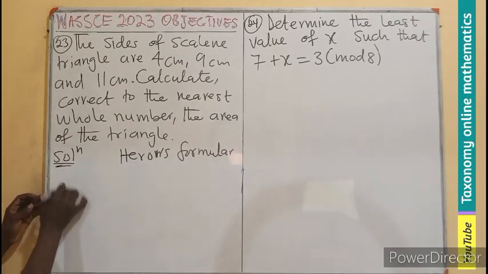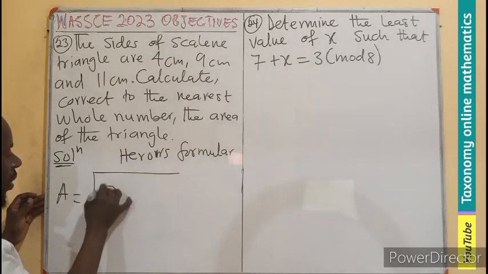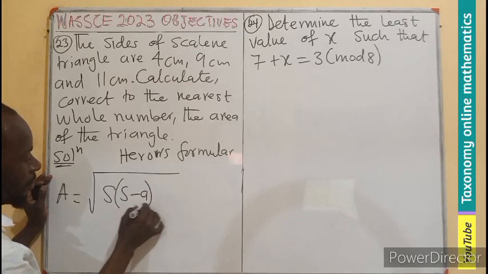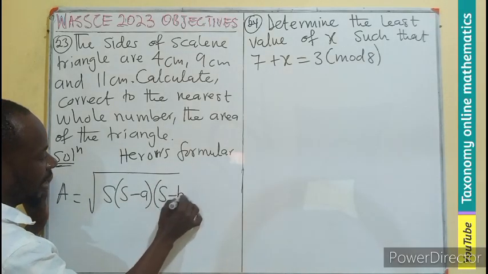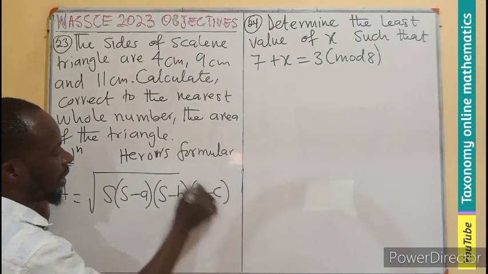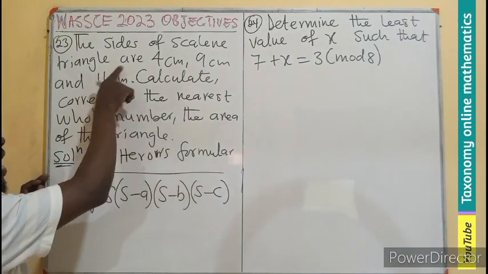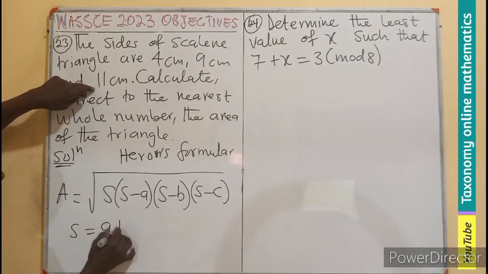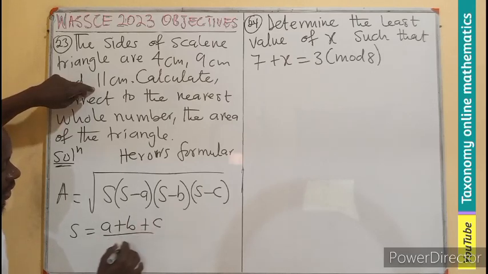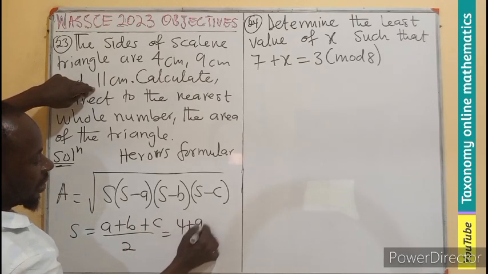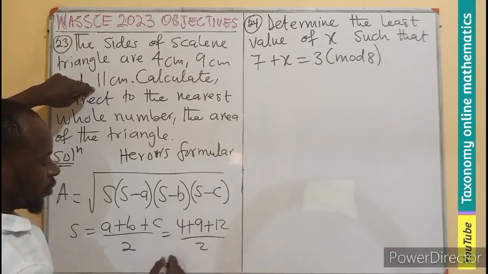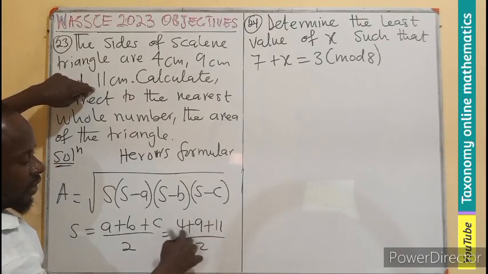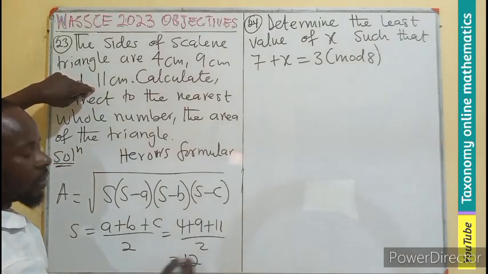We state that the area is equal to the square root of s times (s minus a) times (s minus b) times (s minus c), where a, b, and c are the sides of the triangle, and the semi-perimeter s is (a plus b plus c) divided by 2. So 4 plus 9 plus 12 divided by 2. I believe this is 11, 20, 24, divided by 2, which will give us 12.